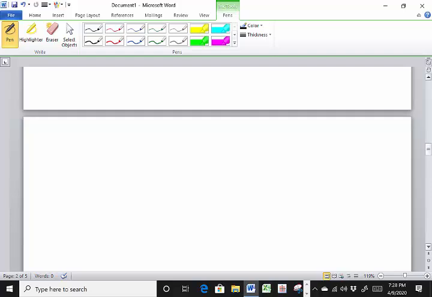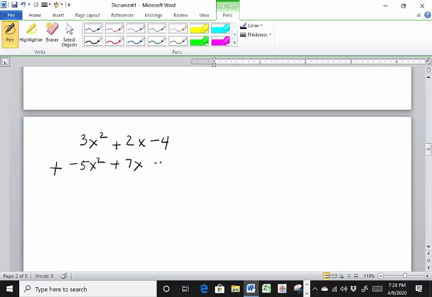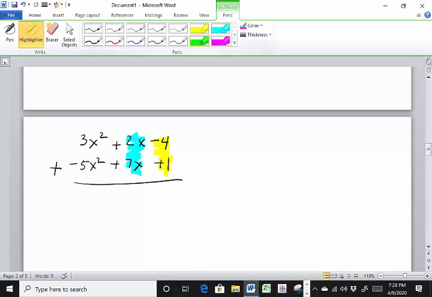So let's do this. We'd have 3x squared plus 2x subtract 4. And then we're going to add this. And then we're just going to line up the like terms. So this is minus 5x squared plus 7x plus 1. All right? So we'll just look at these vertically, right? These are all like terms that are just lined up.